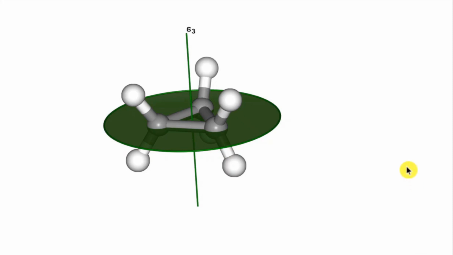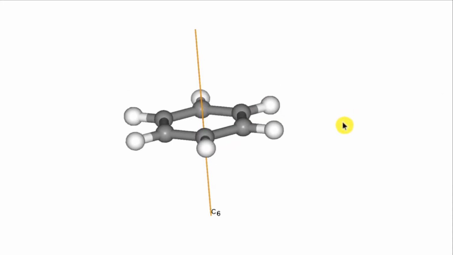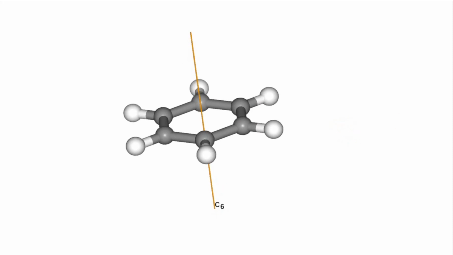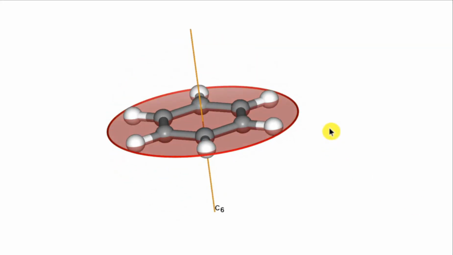Now let's take another example. The example shown here is benzene, and we have already seen that benzene contains a C6 axis perpendicular to the molecular plane, right? And since it's a planar molecule, it should have a plane of symmetry, and that plane of symmetry is perpendicular to this C6 axis. So this molecule should contain an S6 axis. S6 means C6 operation into sigma H, right? So this is another example of a molecule which contains both Cn axis and sigma H plane.